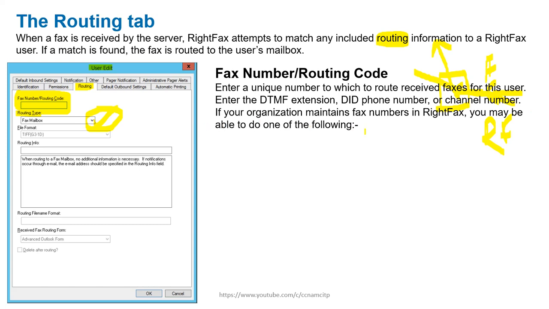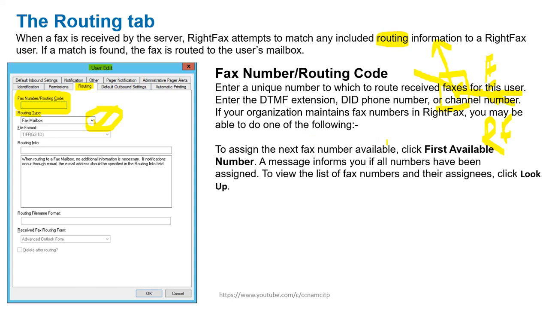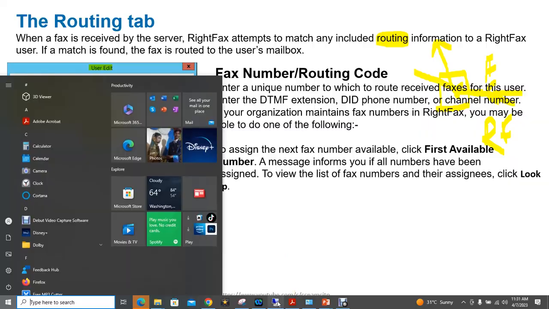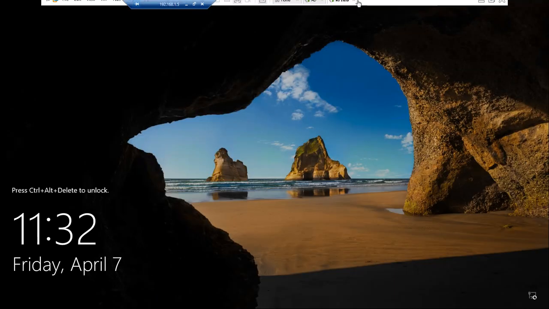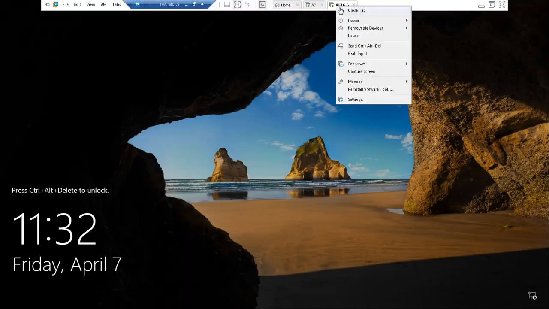If your organization maintains fax numbers in RightFax, you may be able to do one of the following. To assign the next fax number available, click first available. I will show you what it actually is. A message informs you if all numbers have been assigned. To view the list of fax numbers and their assignees, click lookup. The meaning is very simple. Let me take you to the server first of all. If you are in front of the server, you can understand easily.